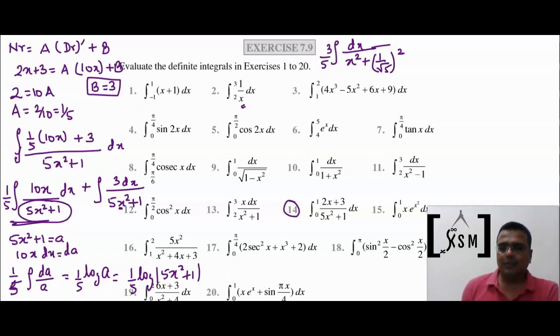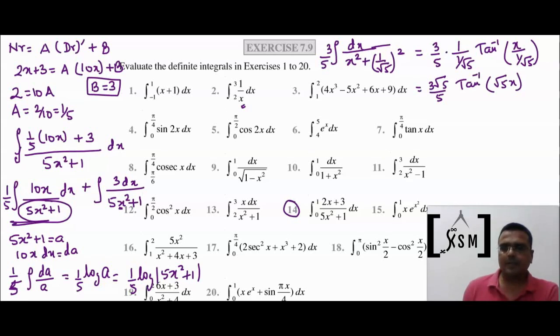This is 3 over 5 and 1 over a. So it is 1 over root 5 tan inverse x over 1 over root 5. So let's simplify that. We actually get 3 root 5 over 5 times tan inverse square root 5 times x. So this is the integration of the second part and this is the integration of the first part.